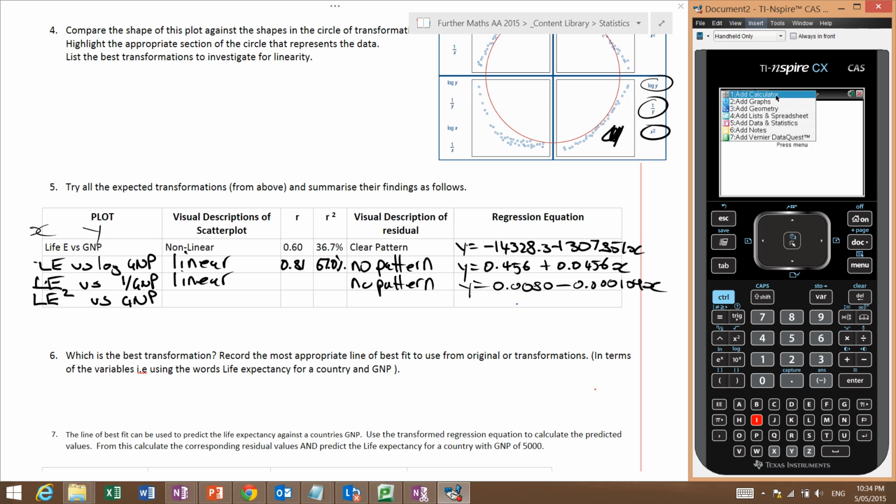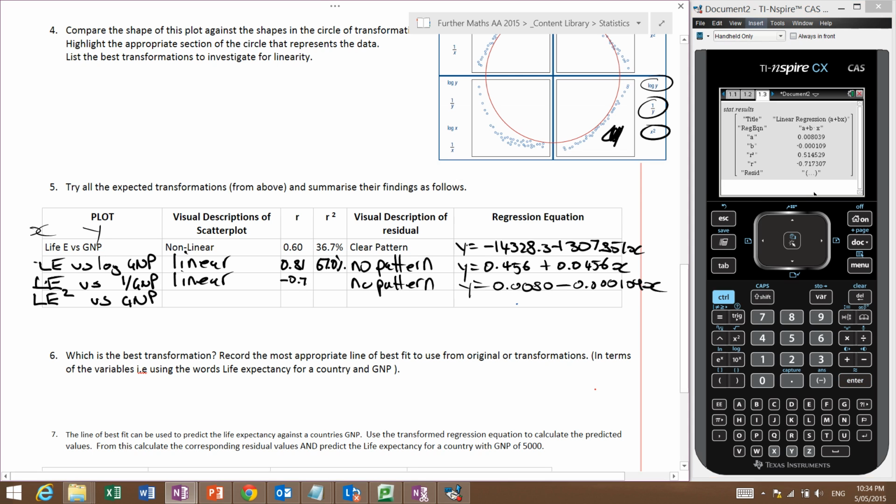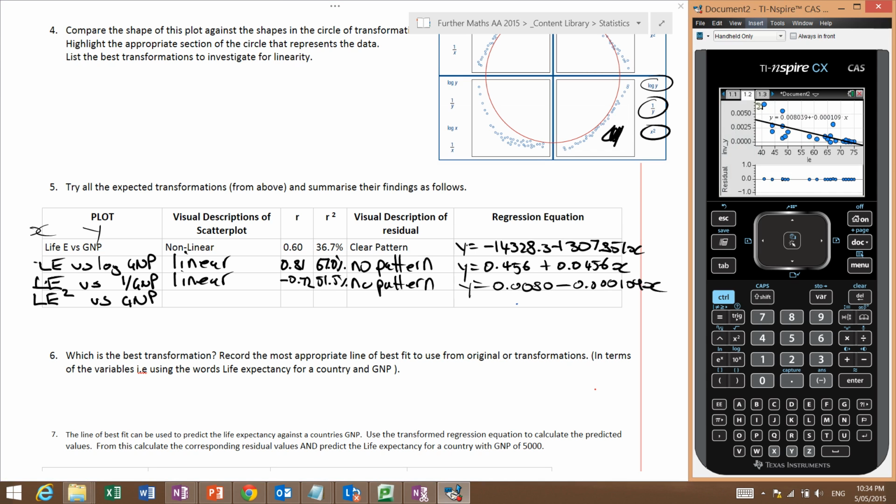Okay, and then again we do Control I, add calculator, variable, stat results, enter. We get an R of negative 0.72 and an R squared of 51.5%. Okay.